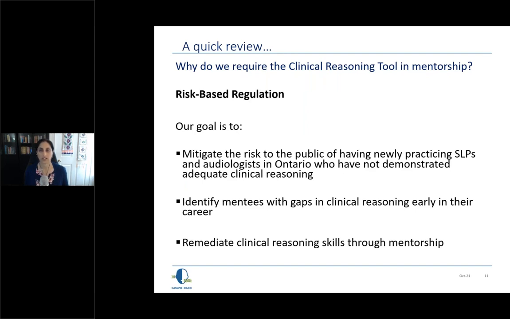So why do we require the clinical reasoning tool in mentorship? Well, firstly, it's a really nice tool that the college has. It provides a really nice framework for these discussions. And the reason we decided to require it is for something called risk-based regulation. So our goal is to mitigate the risk to the public of having newly practicing SLPs and audiologists in Ontario who have not demonstrated adequate clinical reasoning. We want to identify the mentees with gaps in clinical reasoning early, and we think that mentorship is a great opportunity to do this and a great opportunity to remediate the clinical reasoning skills through mentorship.